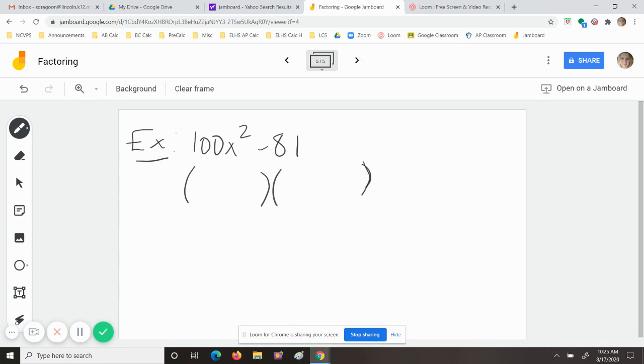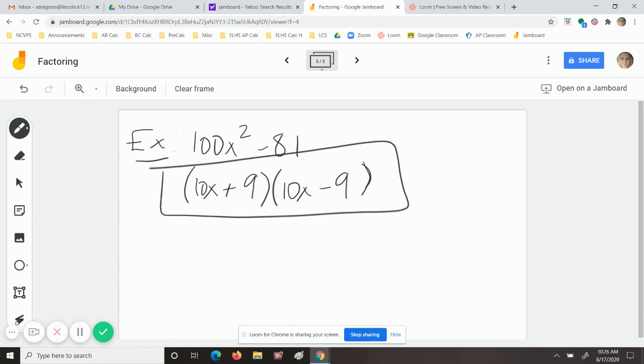Okay, we've got our parentheses. Then we want to take the square roots of each one. Square root of 100x squared would be 10x. Square root of 81 would be 9. One time we add, one time we subtract. And we're done.